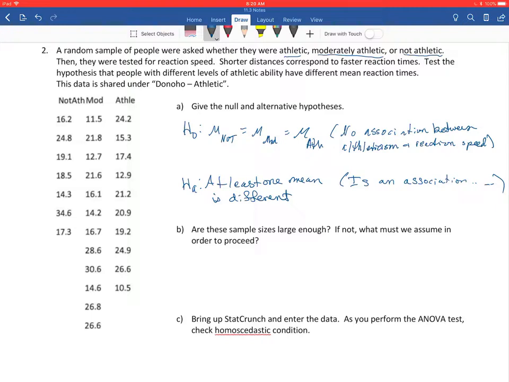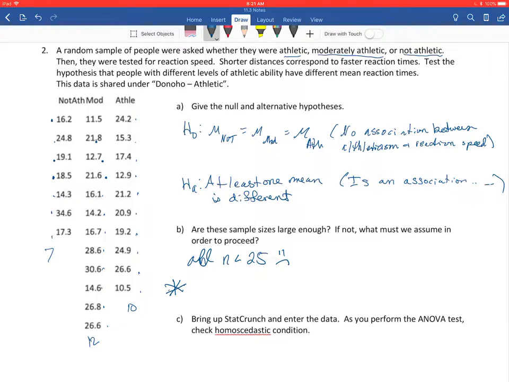Okay, so then we have to check our conditions. It says, are the sample sizes large enough? And if not, what must we assume in order to proceed? So it looks like we only have 7 here, 11 or 12 here, and 10 here. So all of the sample sizes are less than 25. So that's no good.